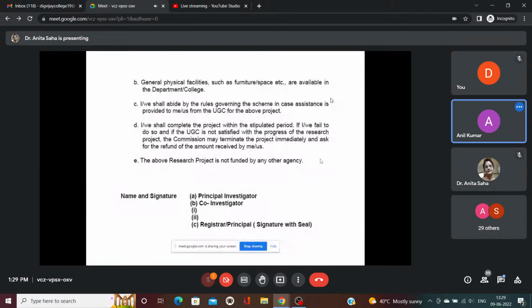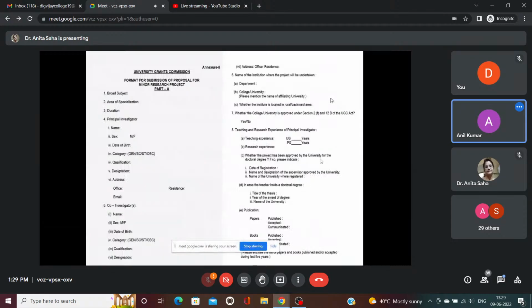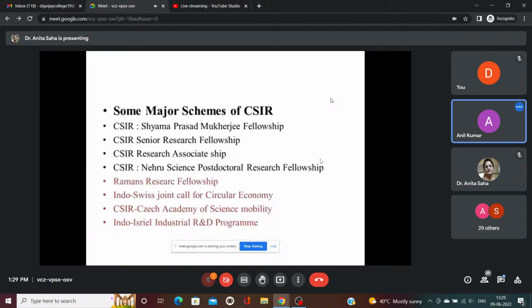Now, second one is the Council of Scientific and Industrial Research. Definitely, the Council of Scientific and Industrial Research is very good, and they are supporting researchers. There are so many schemes of the CSIR, like the Syama Prasad Mukherjee Fellowship, Senior Research Fellowship, Research Associateship, Nehru Science Postdoctoral Research Fellowship.